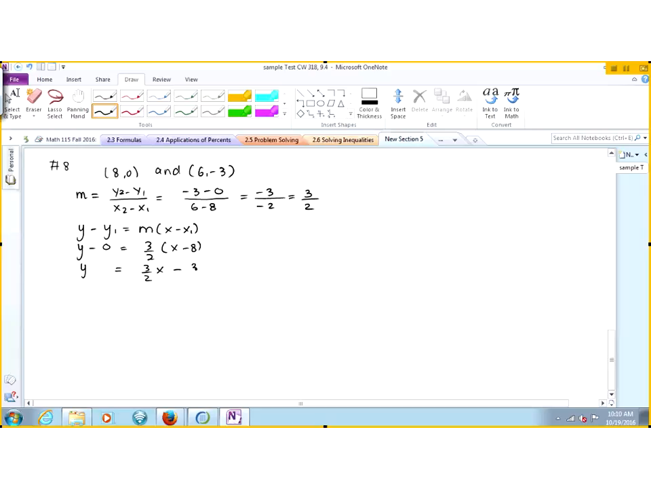What is 3/2 times 8? You can write here 3/2 times 8. So here. So we cancel first. So y is 3/2x minus what? 12. Finished. All right. Yes. Doable? Okay.